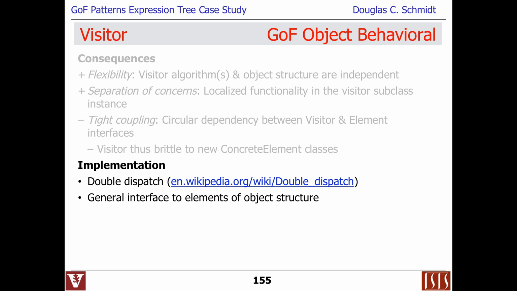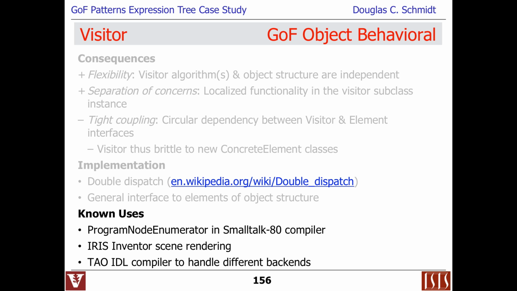What's the interface to the elements of the object structure? Is it narrow? Is it broad? I've given you a very broad interface with lots of overloading. You can also neck it down a little bit and have a narrower interface and do more runtime type dispatching and so on.